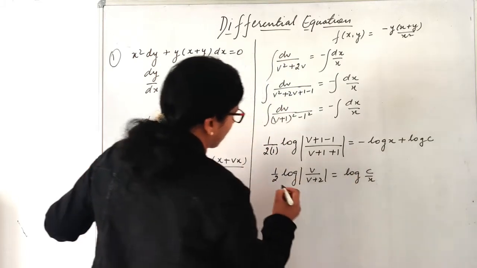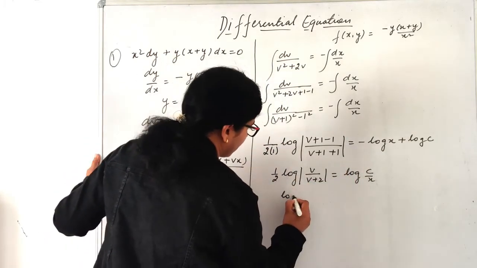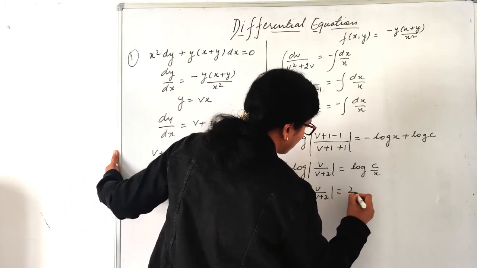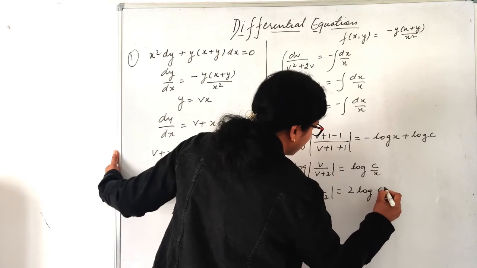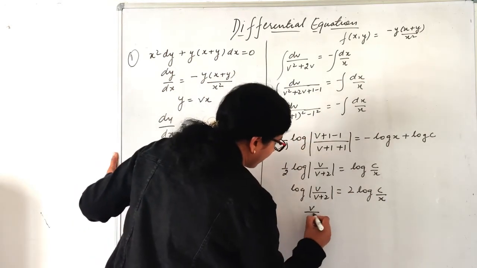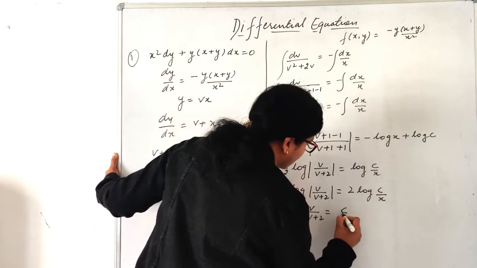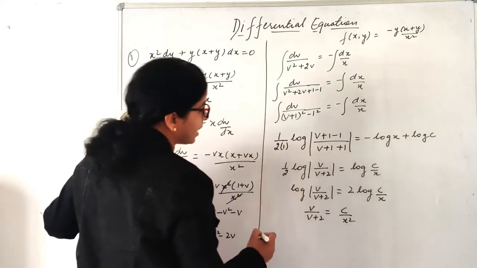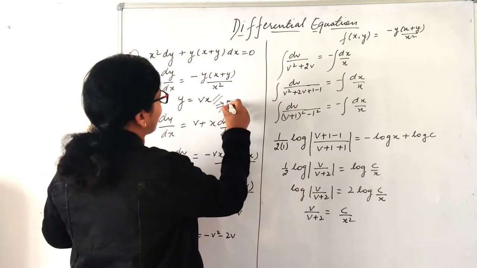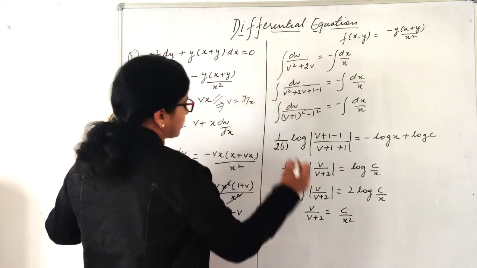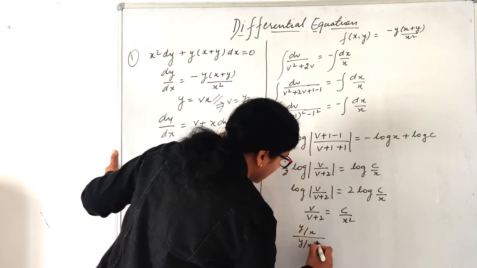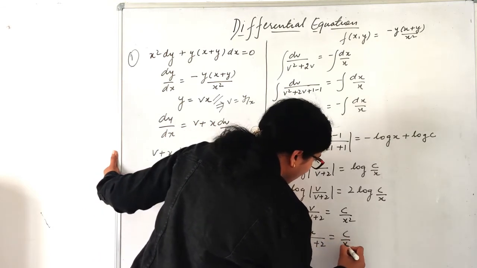So 1 upon 2 log v upon (v plus 2) equals to log c by x. I have used the property of log, right? Take 2 to that side. So log v upon (v plus 2) equals to 2 log c upon x, right? So it can be written as now v upon (v plus 2) is equal to c upon x square, correct? Now let us substitute the value of v from here. So I will get the value of v as y by x. Substitute y by x over here. So (y by x) upon (y by x plus 2) equals to c by x square.